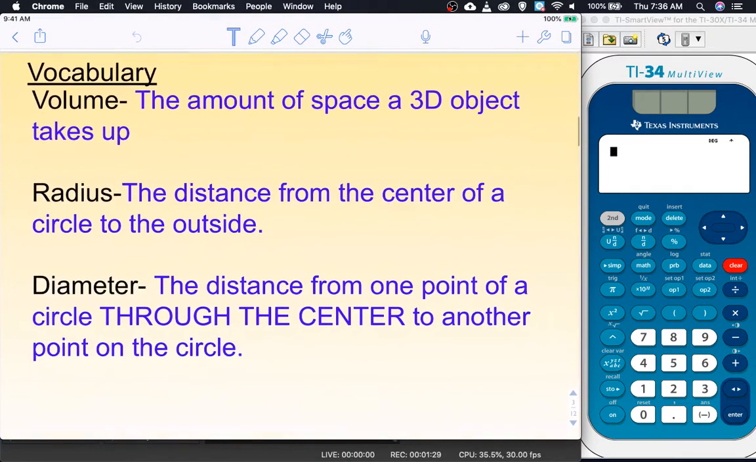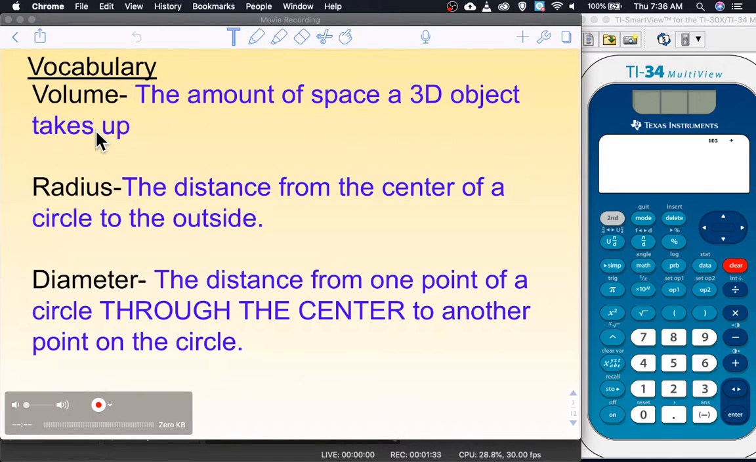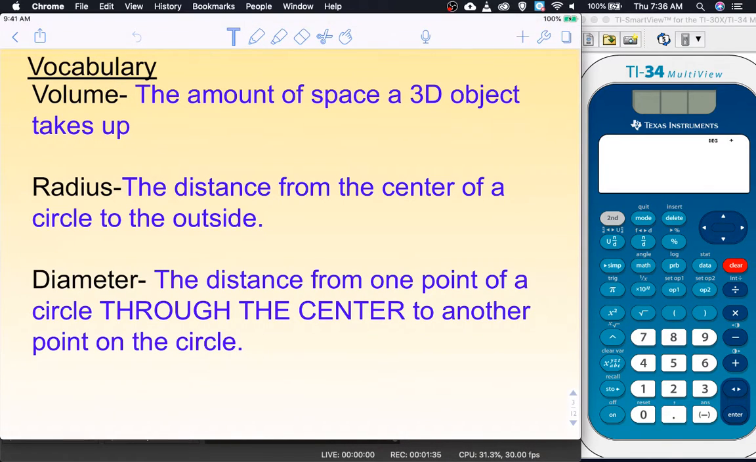So, vocabulary. Volume. Well, volume is the amount of space a three-dimensional object takes up. A gallon is a volume. You're buying a gallon of milk. You're not buying it by the pound. You're not buying it by the inch. You're buying how much milk is there in that container. That's a volume.